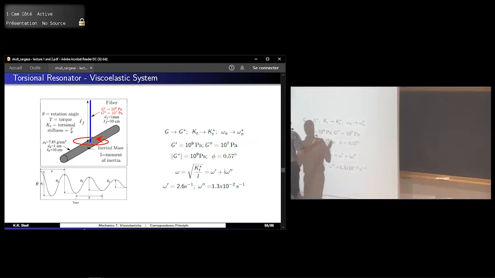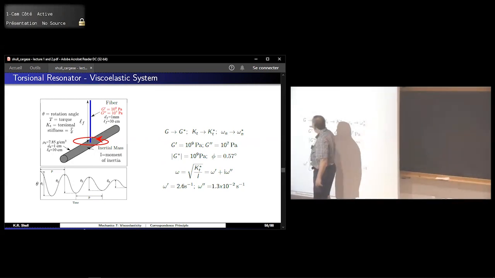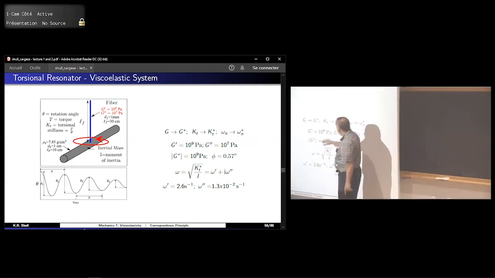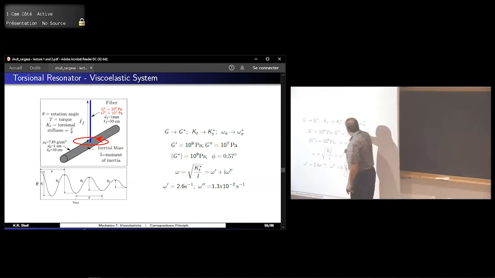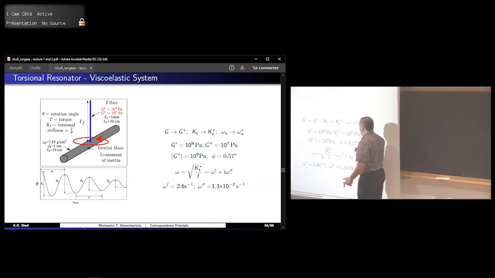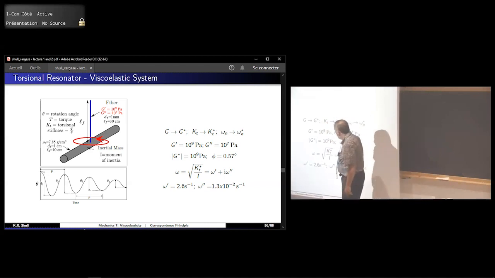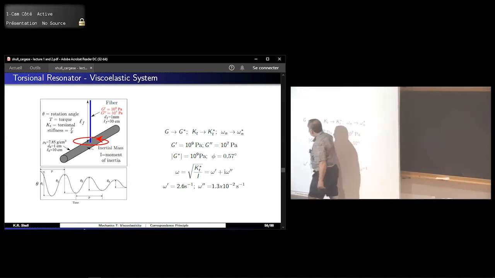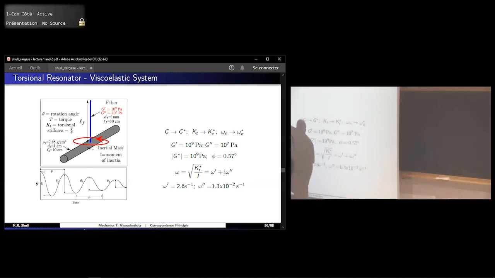So I do the same thing, except now instead of G, I've got a complex number. That means K, using the same equation, is also going to be complex, and omega is also going to be complex. So I just put in all the numbers, keeping all the complex parts. What I end up with is an angular frequency which has a real part and an imaginary part. For these numbers, the real part is more or less unchanged. But the imaginary part here is 1.3 times 10 to the minus 2, so it's quite a bit smaller because the viscoelasticity is relatively small.